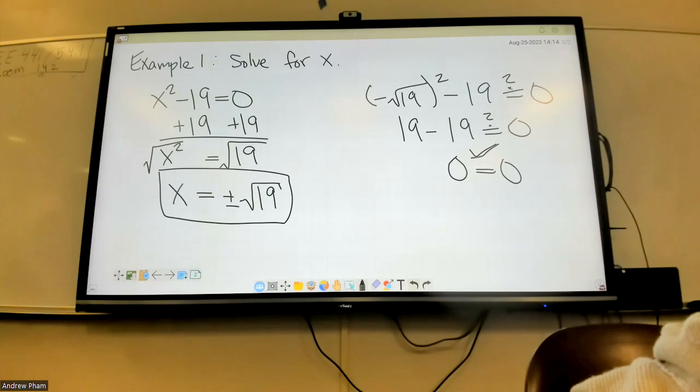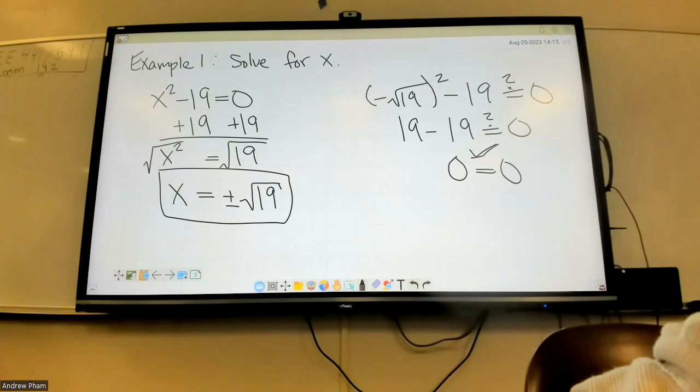So really, I have two answers, square root of 19 and negative square root of 19. So this is example 1. Any questions about how I worked out this particular example? We were really able to separate them because there was only one type of x. If there's multiple types of x's, then we have to change our plan and how we're going to solve it.